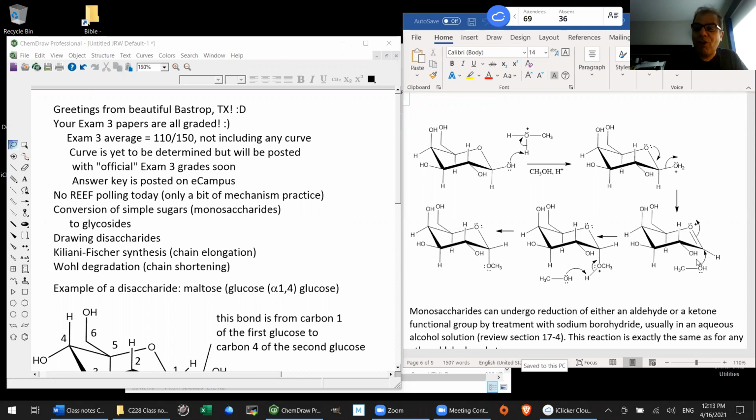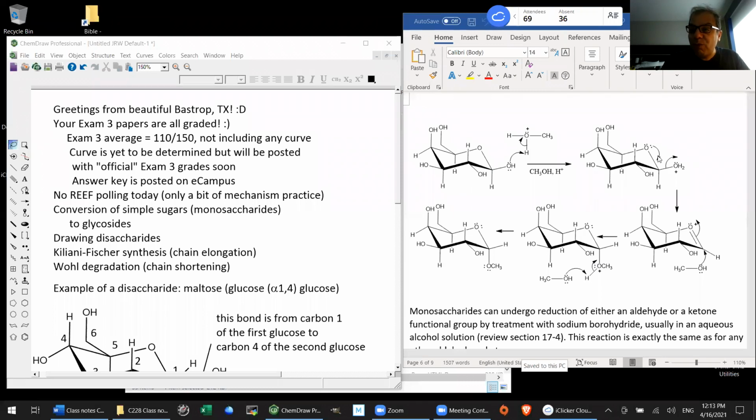So we show our alcohol coming from below. If instead this were the beta anomer, then we'd show the alcohol coming from above. So the way you know which to show is based on whichever product you're given. But once that's happened, we get the protonated species here, and all we need is another alcohol molecule, since that's all that's left, remember.